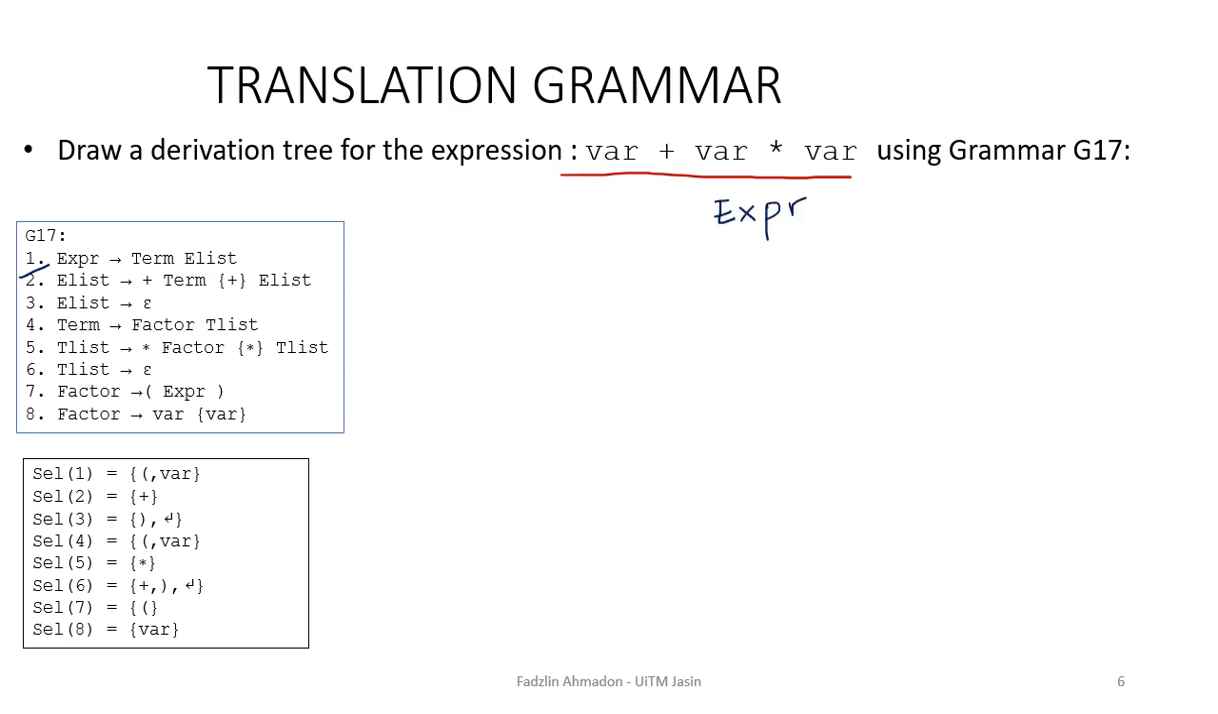Expression can be derived to term elist. We are currently trying to write var, and need to write it under term. So there is only one rule derived from term, which is rule number 4. So I'm going to directly apply rule number 4. Term can be derived to factor tlist.